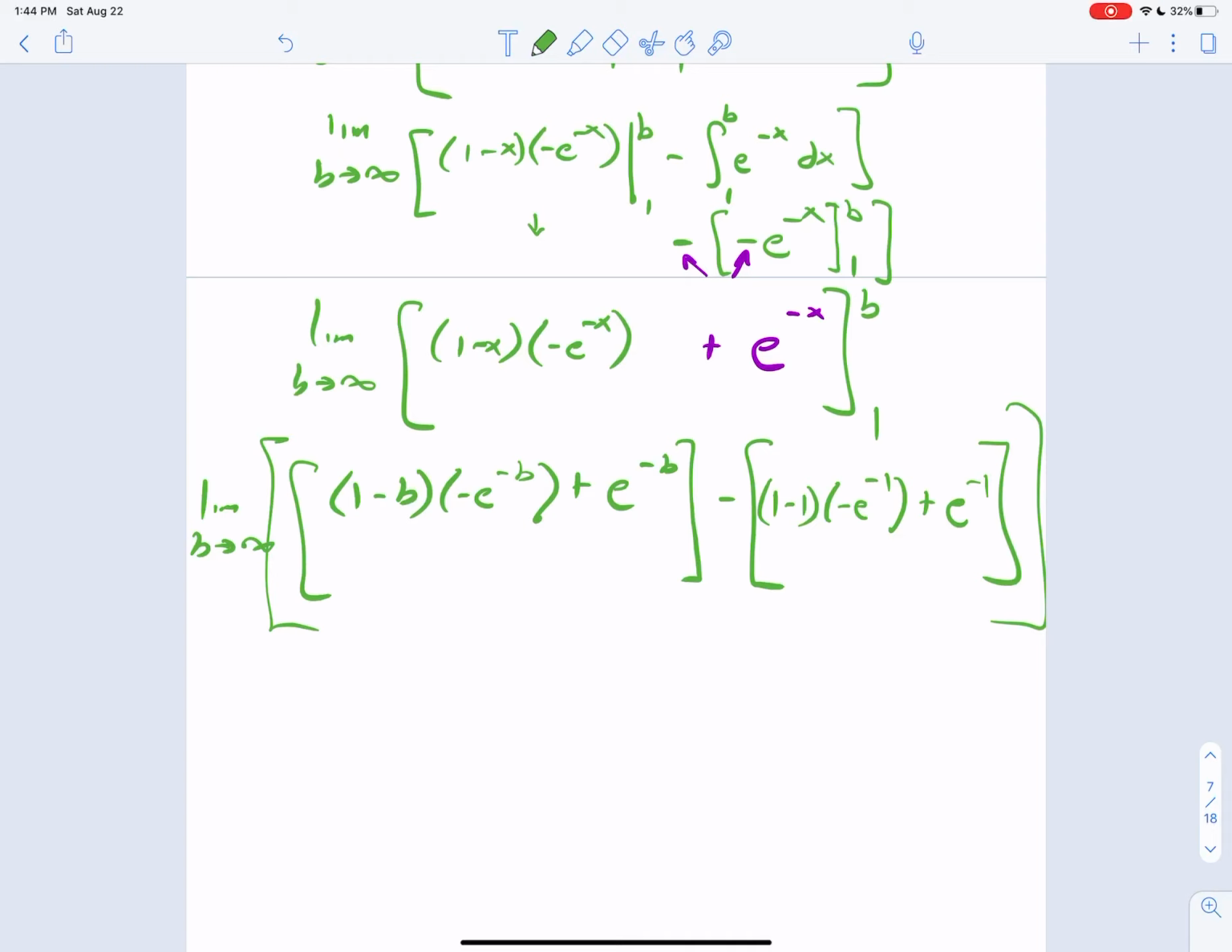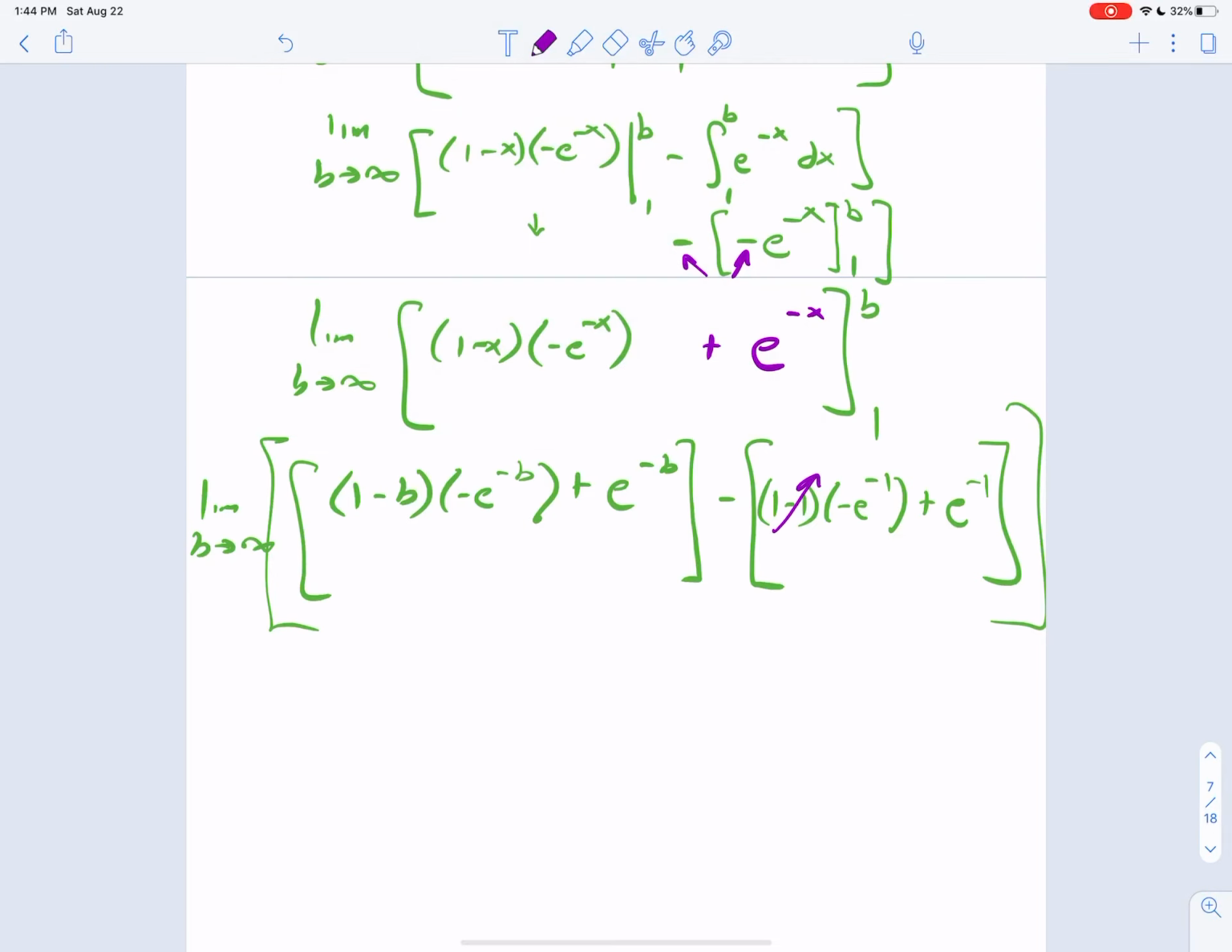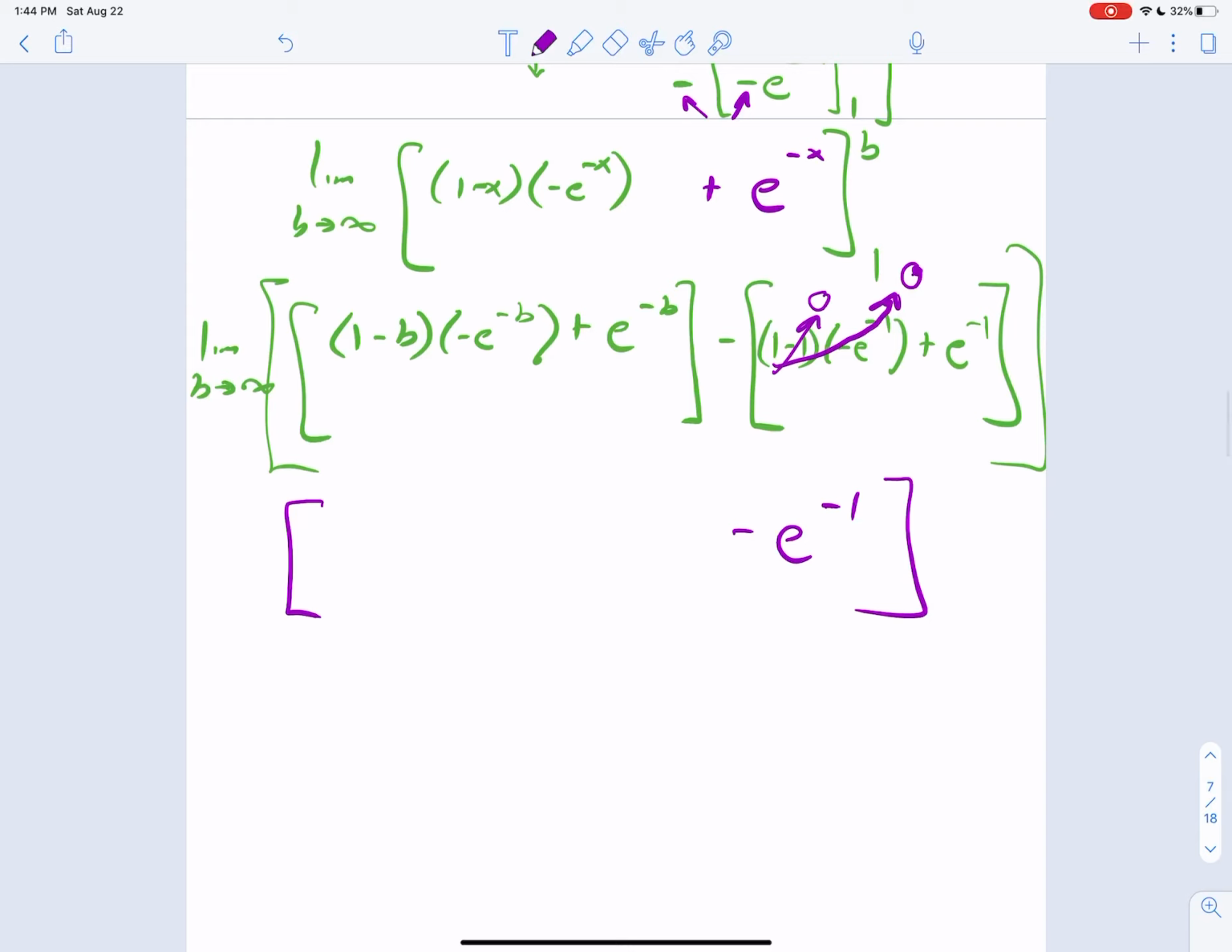Okay, so let's get the easy parts out of the way. 1 minus 1 here is 0, so this whole thing will go to 0. And you're just left with the e to the negative 1, so minus e to the negative 1. Now this last part, I encourage you guys to rewrite. Actually, I'll do it right here. e to the negative 1, I'm going to write it without a negative exponent.